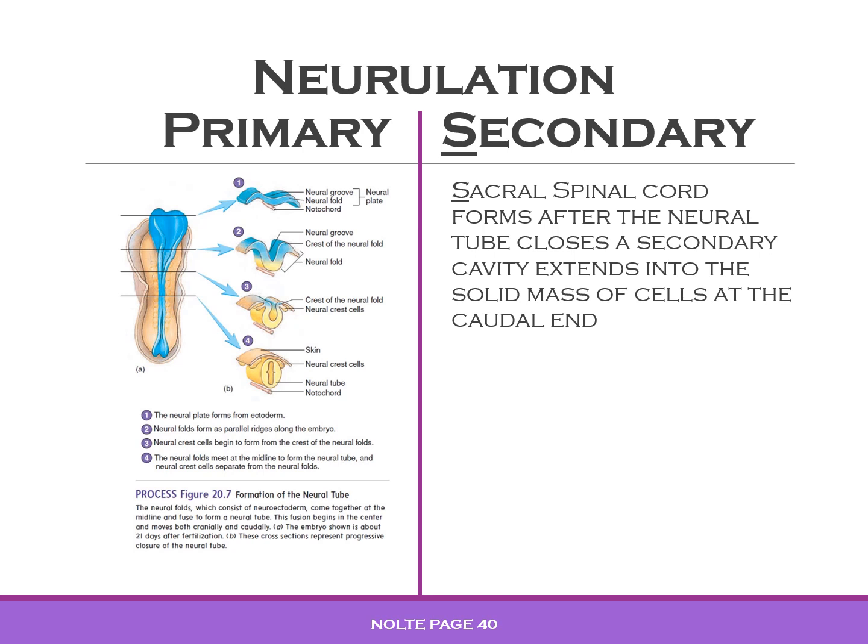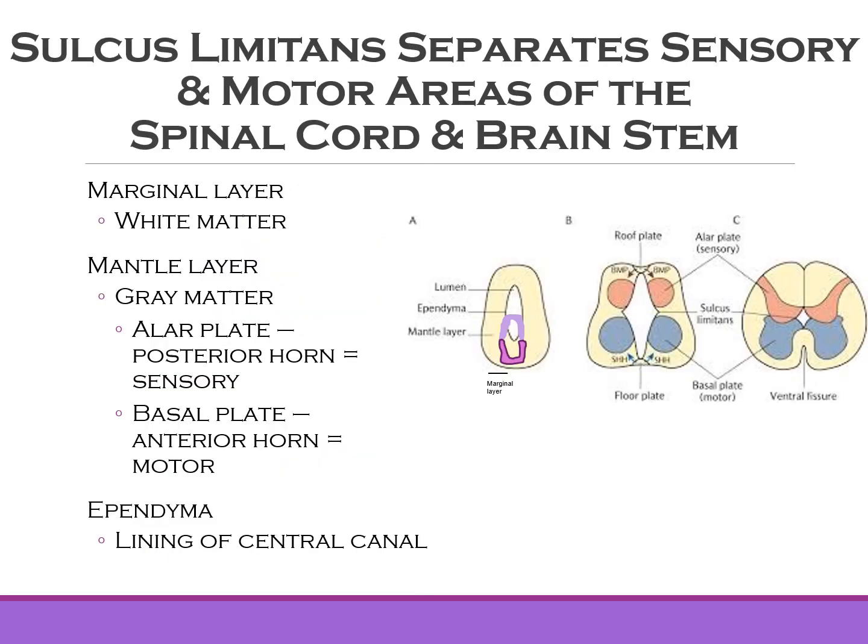A secondary cavity extends into the solid mass of cells at the caudal end. Caudal meaning tail, remember. Sulcus limitans separates sensory and motor areas of the spinal cord and brainstem. So sulcus limitans separating sensory and motor. That's what we want to know, and that's happening at the cord and the brainstem. So in the brain itself, we know that that's the central sulcus that's going to separate sensory from motor, the pre and post central gyri. So don't get it confused with that. This is spinal cord and brainstem is the salient feature here that we want to pay attention to.